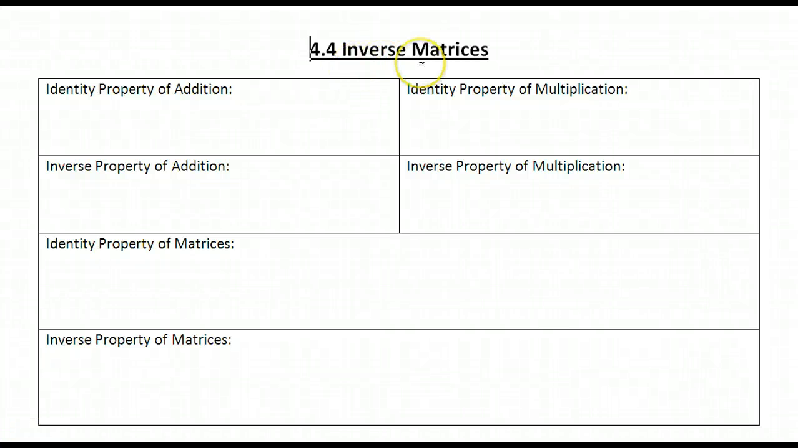Before we can look at inverse matrices, we need to review the identity property. The identity property of addition looks like this. If I start with a number and I add something to that number and I get that original number back, that's the identity property. In the addition world, I need to add 0. 0 is known as the additive identity.